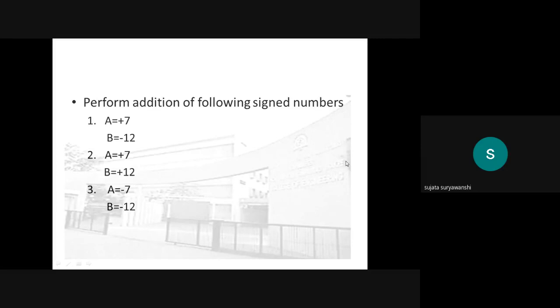Again, use 8-bit numbers for the representation of 7 and 12. The MSB bit shows your sign. Here, for 7 the MSB bit will be 0, and for 12 the MSB bit will be 1.